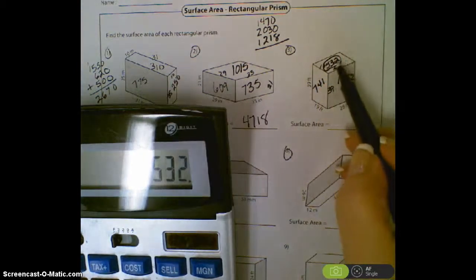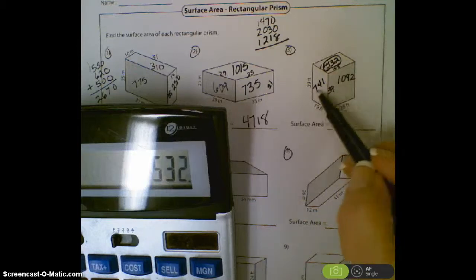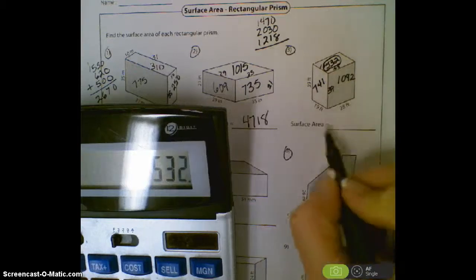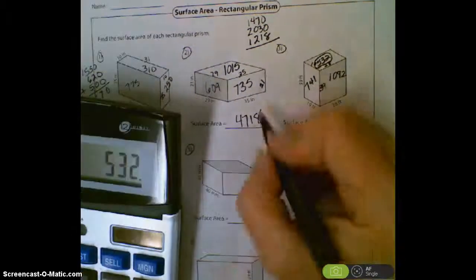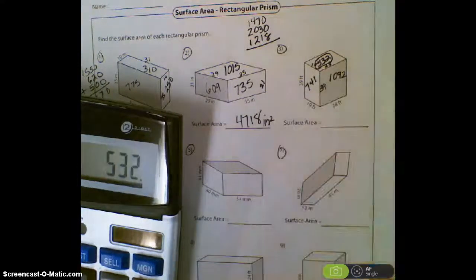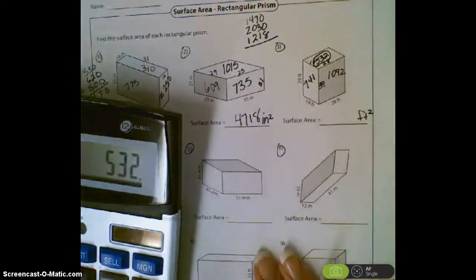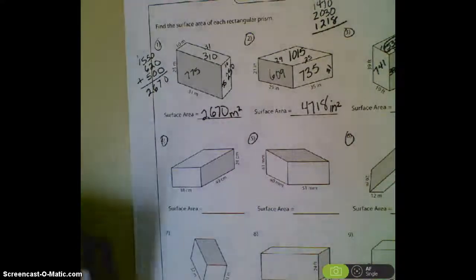So I would double this, because you've got the bottom side, and once you've got this doubled, and this doubled, you'll find your total surface area. And don't forget, like I did over here, to write it as inches squared, and in this case it would be feet squared. And we'll do our next one.